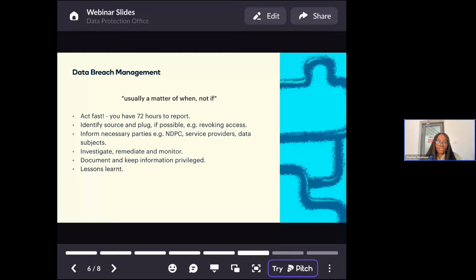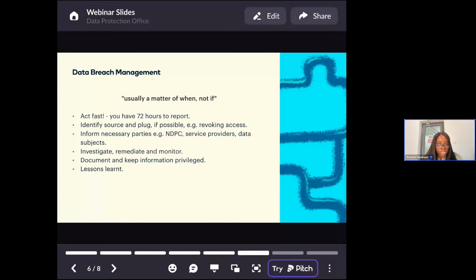Secondly, you want to identify the source of the breach and plug it as soon as possible. And sometimes it could just be as easy as revoking access to like a Google Doc or something that contains personal data. But depending on the severity, you may be able to plug it immediately, or it might take a few days. But whatever the case may be, you definitely want to identify the source of the breach and make sure that you're doing everything to stop it before you move on.